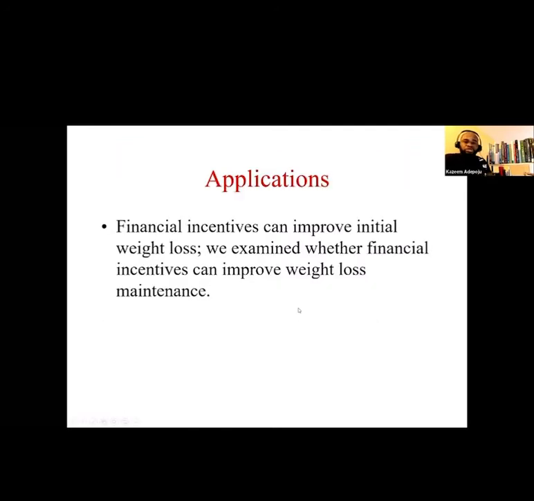I want to take you into an application right now where we want to talk about financial incentives. Financial incentives can improve initial weight loss. We examine whether financial incentives can improve weight loss maintenance.